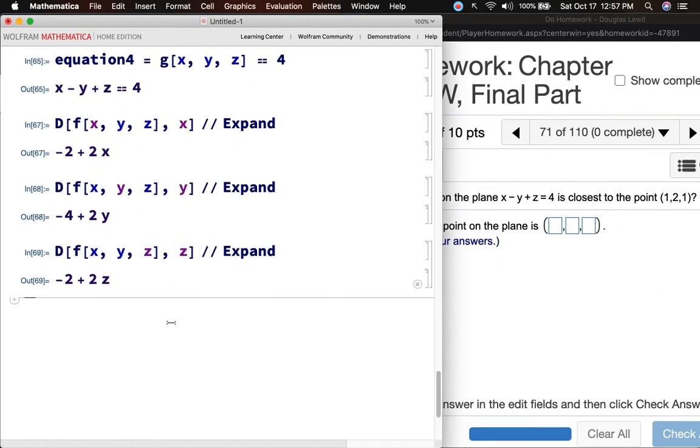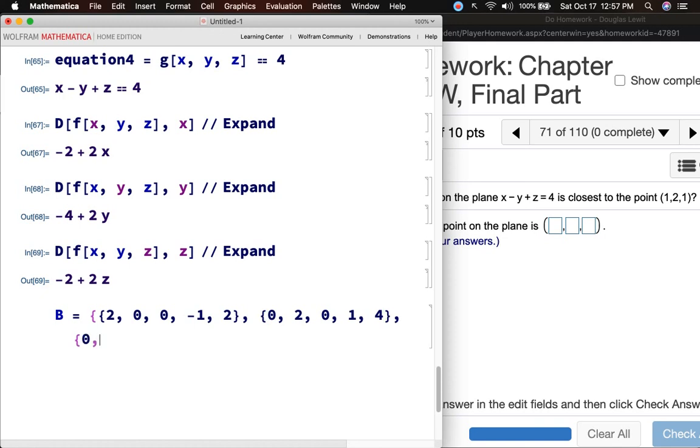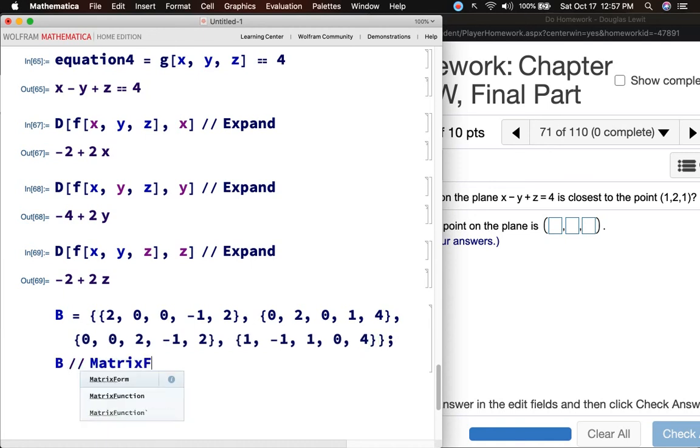Okay, so now, instead of A, I'm going to use B. B is equal to 2, 0, 0, -1, 2, and then 0, 2, 0, 1, 4, and 0, 0, 2, -1, 2, and then 1, -1, 1, 0, 4. Matrix form.